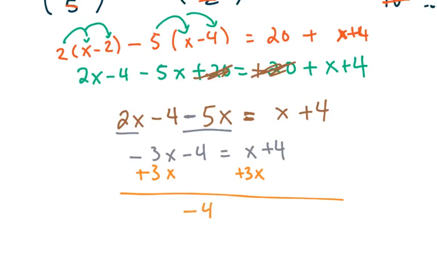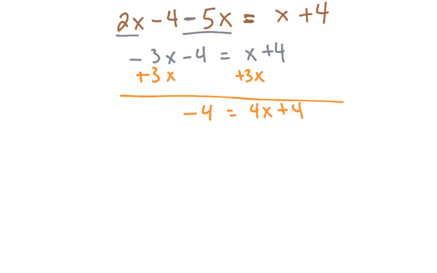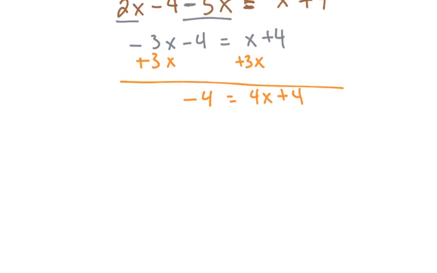So negative 4 equals 4x plus 4. I'm not going to do this. I naturally want to do this, but I think it'll confuse y'all. But I could, if I wanted to, divide through by 4. But let me just do the traditional way.